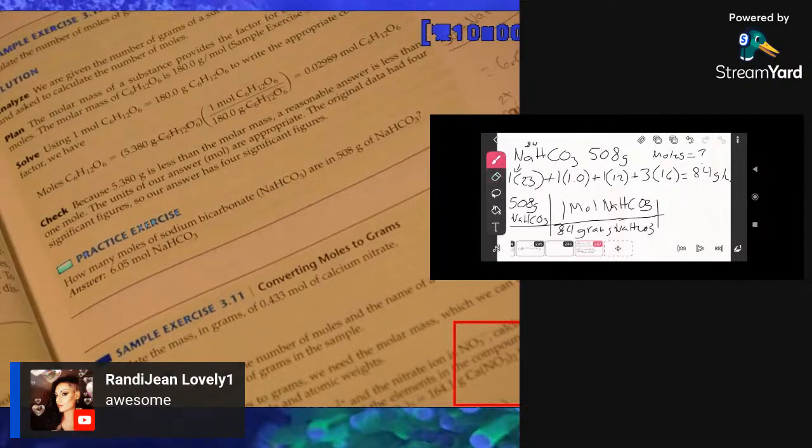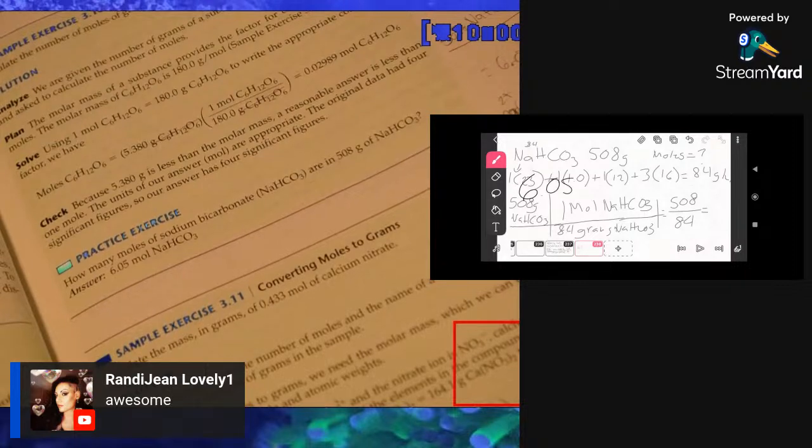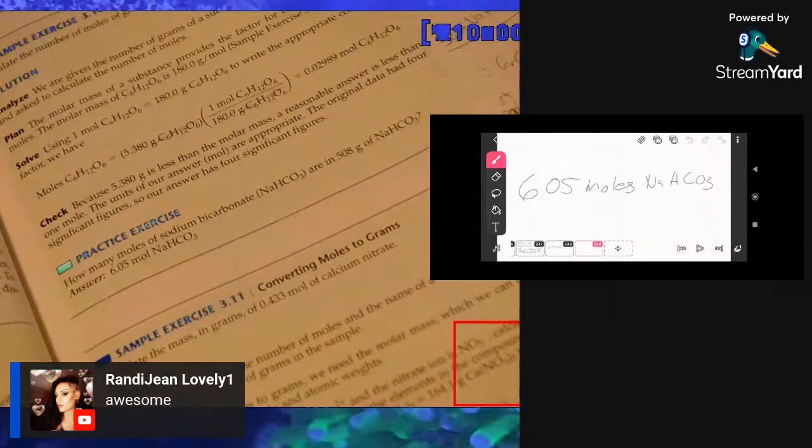All right, so what you're going to do is get 508 divided by 84. See that? And then when you plug it in the calculator, that equals 6.05 moles of NaHCO3. It would equal that. All right. Bam.